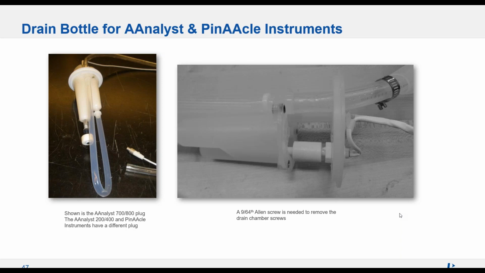You can either call our 800 number to get a part number for that drain tubing, or you can contact your service engineer to get that drain tubing. And that finishes my portion of the presentation.